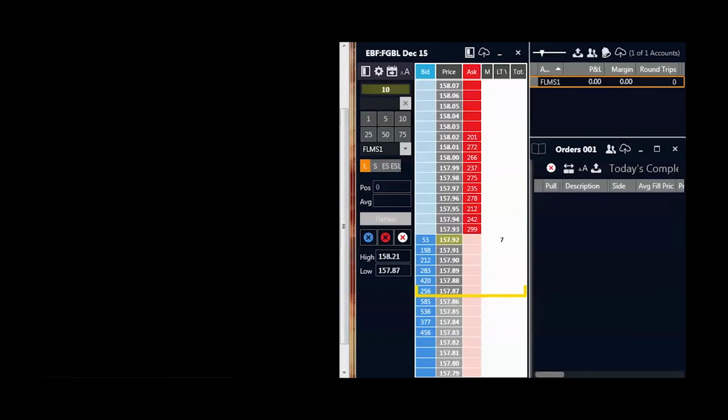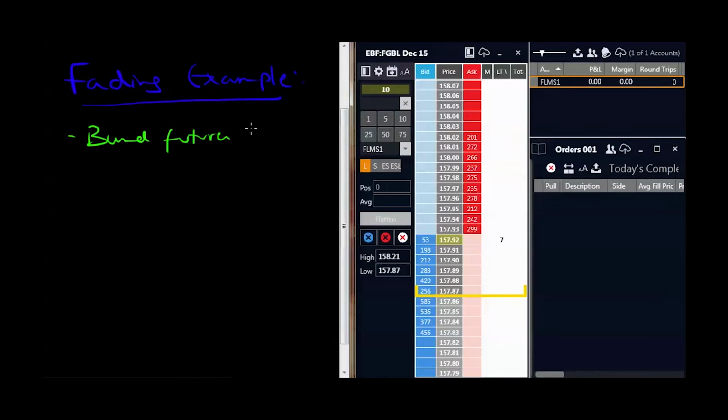Welcome to this price ladder analysis video. I usually go through more breakout examples, but what I want to go through today is more of a fade. So we're looking at a fading example, a very short and sweet one, in the Bund futures on the day, the 29th of October 2015.